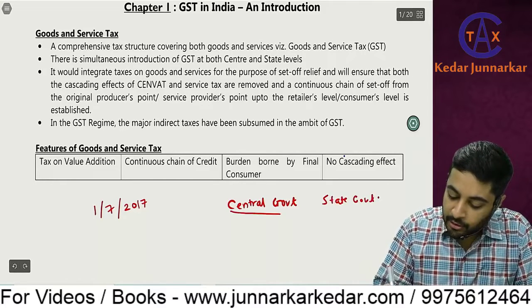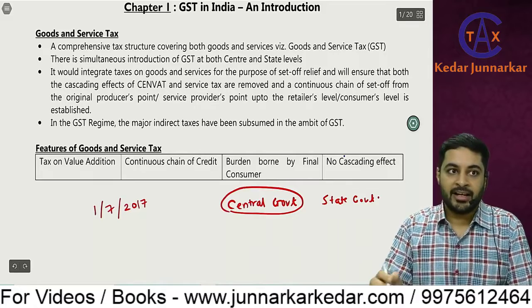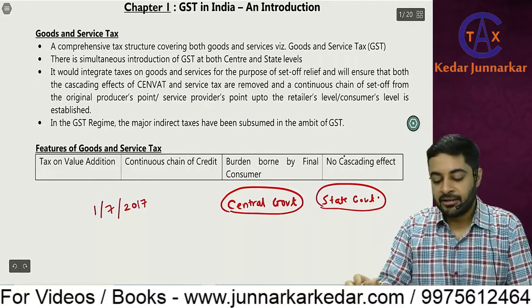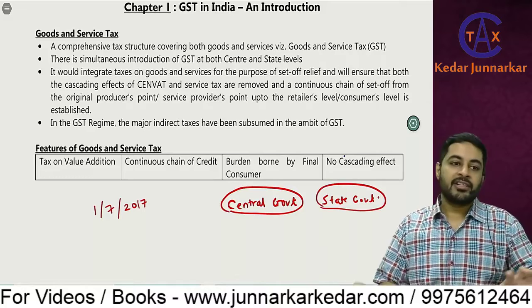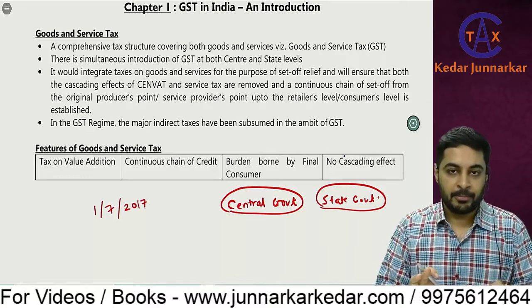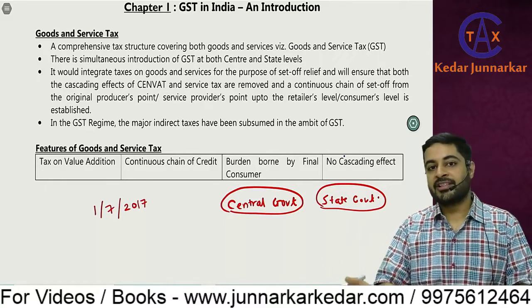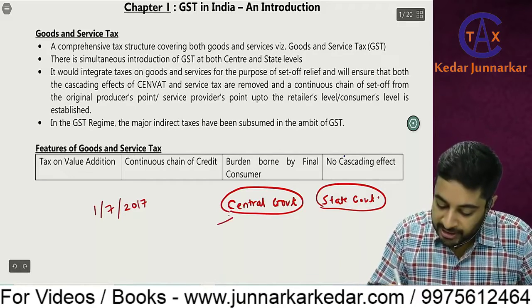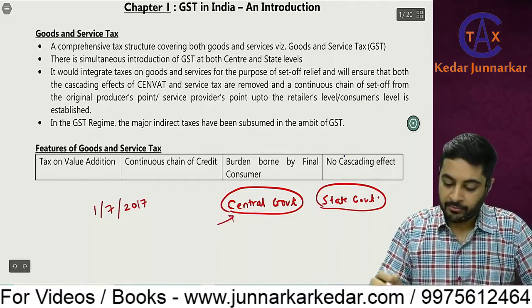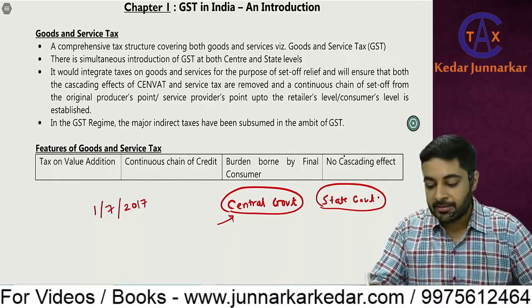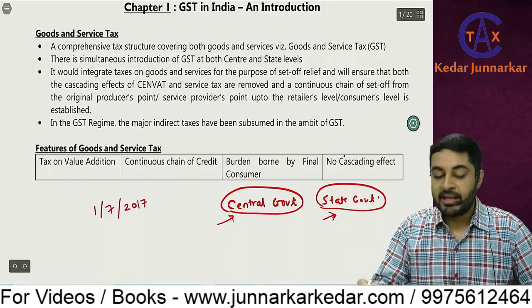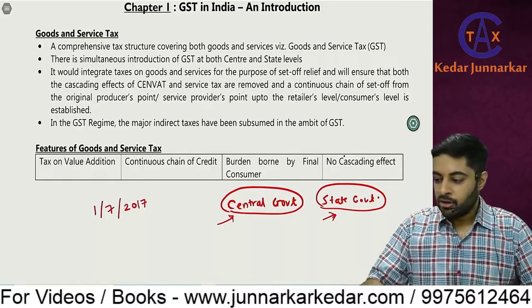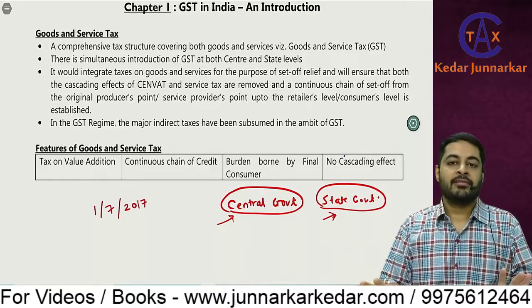There are some powers given to the central government to collect tax on certain matters, and there are some matters on which the state government can collect. So earlier, some taxes were collected only by the central government, some only by the state government. For example, central excise duty was collected by the central government, and state excise duty was collected by the state government. Then VAT and CST were also revenue of the state government. So both governments had their own revenue.